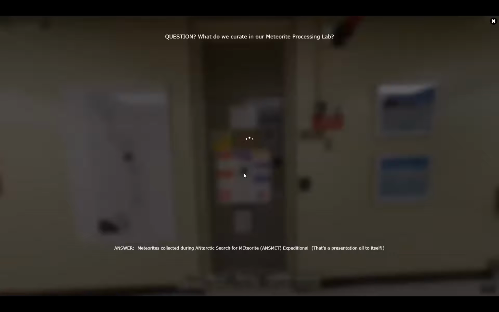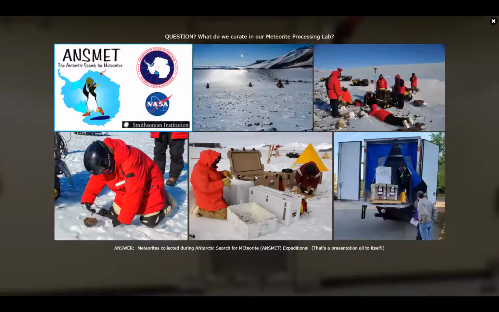So all of the meteorites in our collection are found in Antarctica. We partner with the National Science Foundation, who provides funding and logistics to send a team of people to Antarctica every year. It's a group of about 6 to 8 people. This group is called ANSMET, and that stands for the Antarctic Search for Meteorites. They travel across the ice looking for and collecting meteorites.